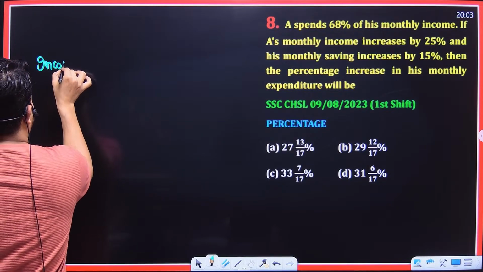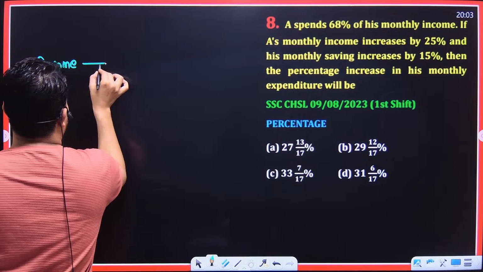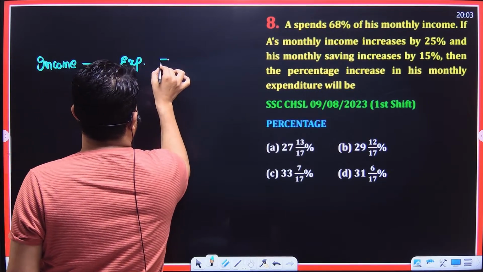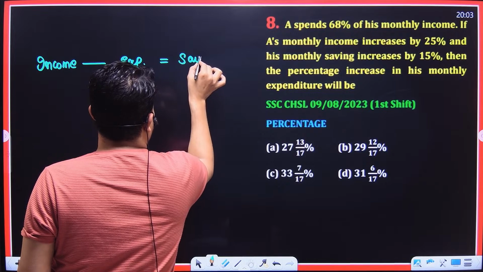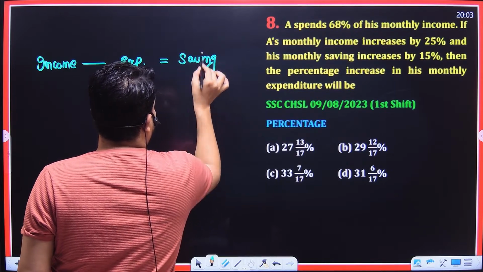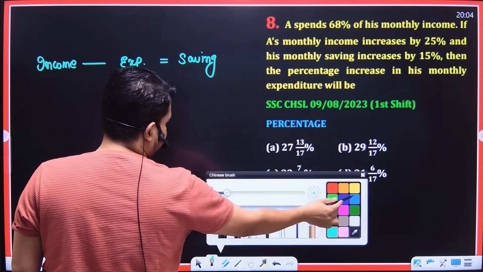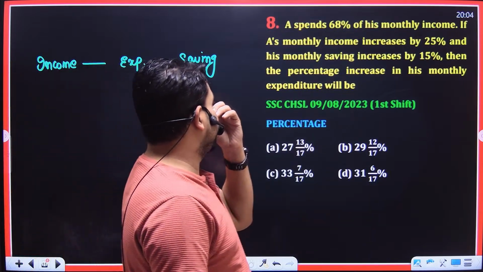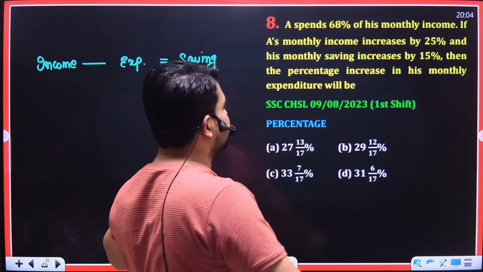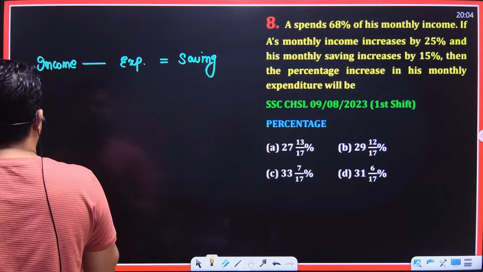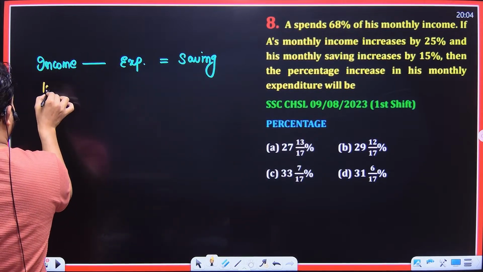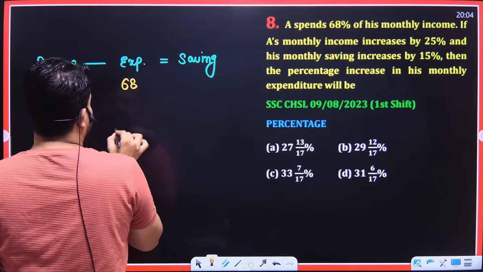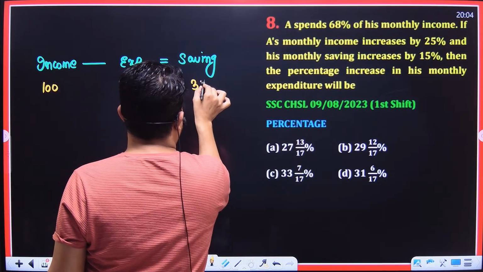Income, we know that income minus expenditure is equal to saving. So A spends 68% of his income. If A's income is 100, then he spent 68%. It means 68. So he is saving 32.